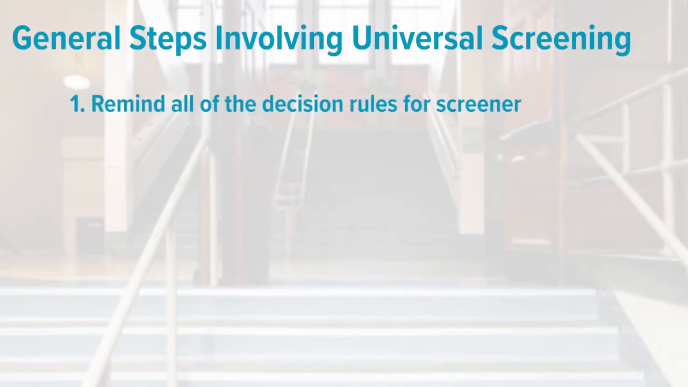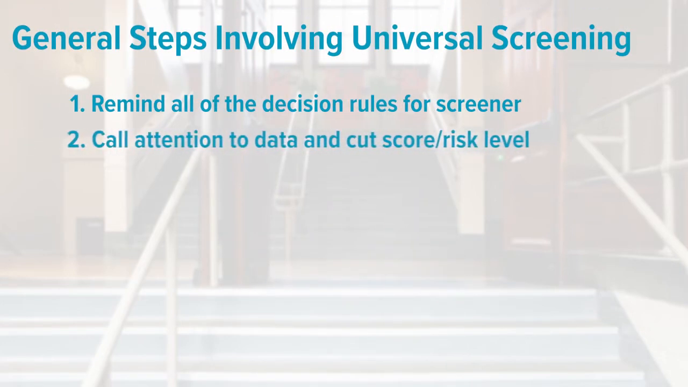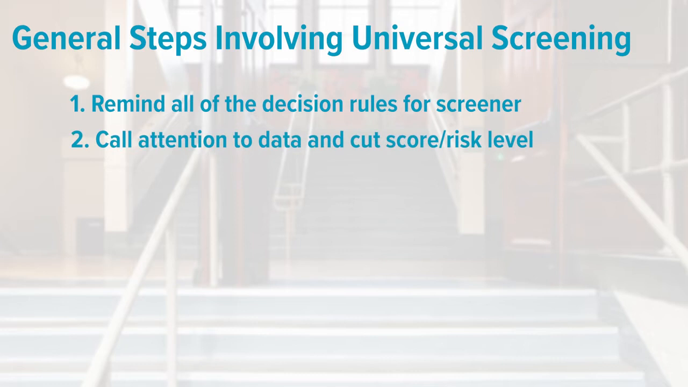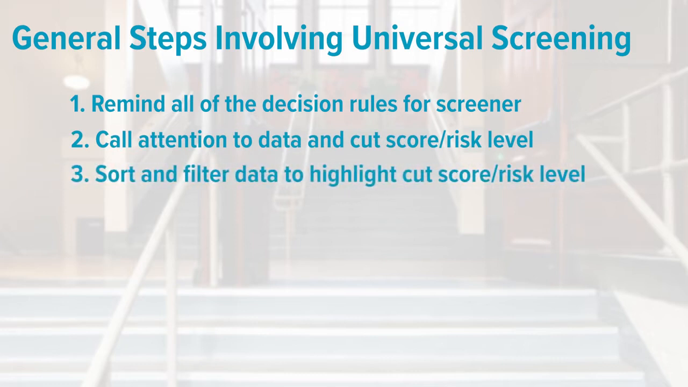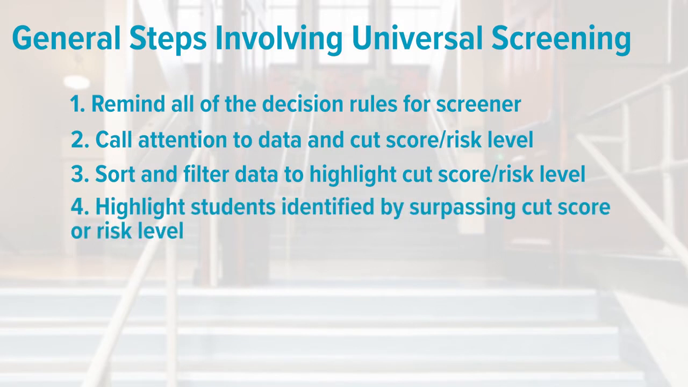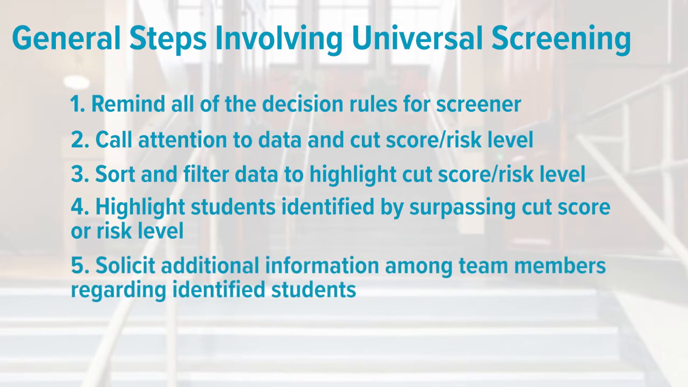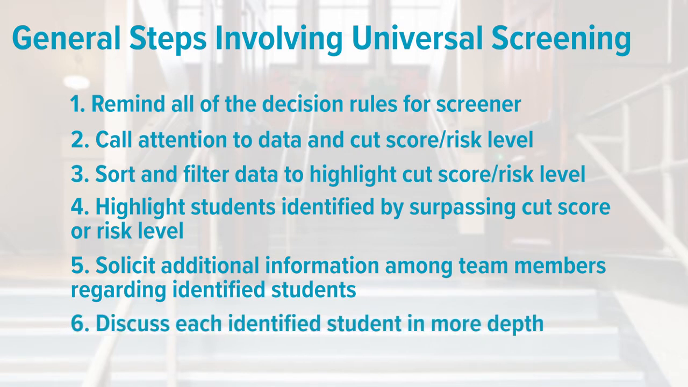Remind everyone of the decision rules for the screener. Call attention to data and cut scores or risk level. Sort and filter data to highlight cut scores or risk level. This can usually be done on a computer for all to see. Highlight students identified as surpassing cut score or risk level. Solicit additional information among team members regarding identified students. See if someone has more specific knowledge. And discuss each of these students individually. This will be the topic of Module 3.